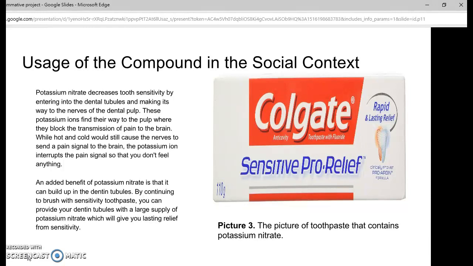An added benefit of potassium nitrate is that it can build up in the dentin tubules. By continuing to brush with sensitivity toothpaste, you can provide your dentin tubules with a large supply of potassium nitrate, which will give you lasting relief from sensitivity.